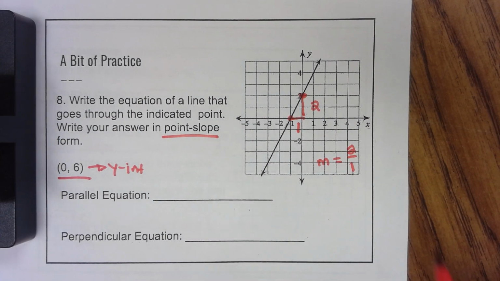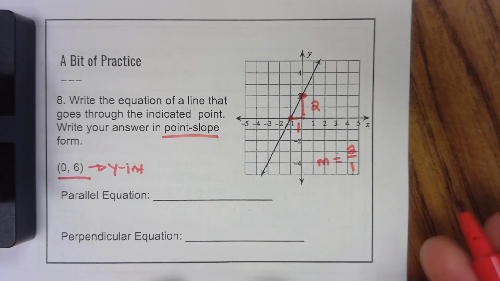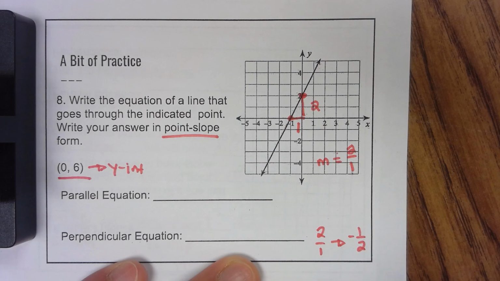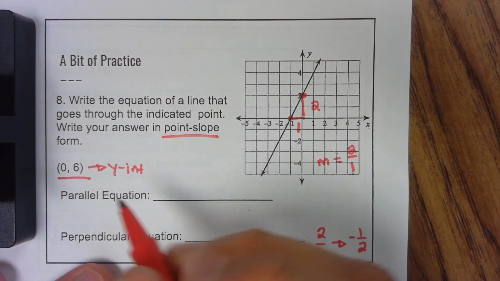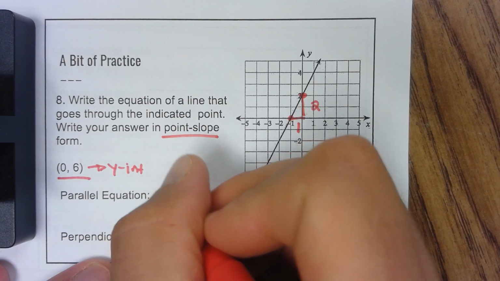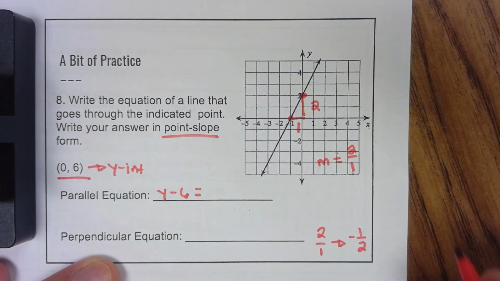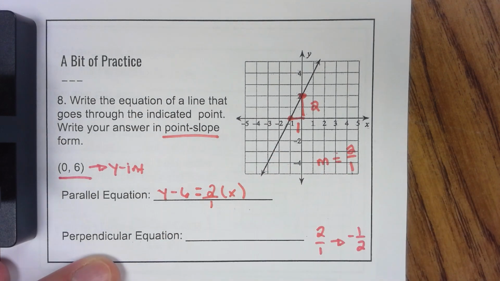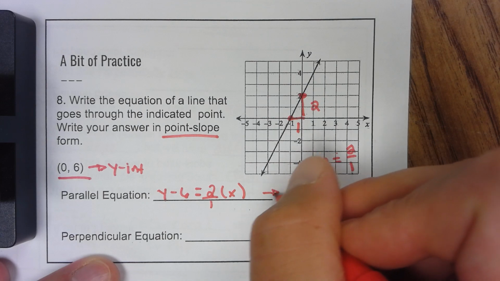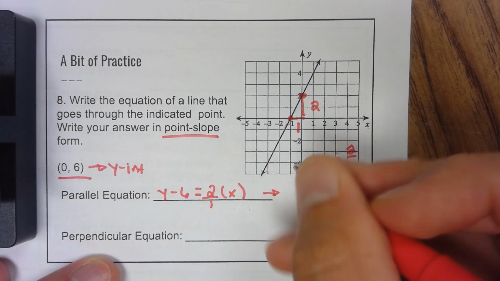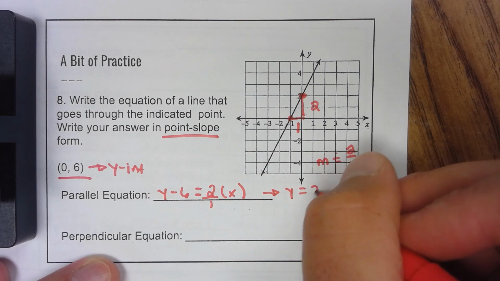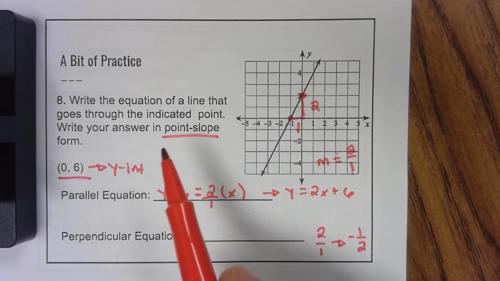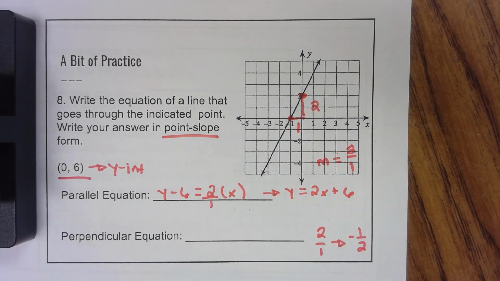So my parallel slope is going to have the same slope of 2. My perpendicular slope, I'm going to flip it and make it negative. So the parallel equation in its point-slope form is y minus 6 equals 2 over 1 times x. If I want to write it in slope-intercept form, I recognize that that is the y-intercept. We could write it as y equals 2x plus 6. Okay, so both of those will work here. Since it says point-slope form, this is going to be a little bit better.